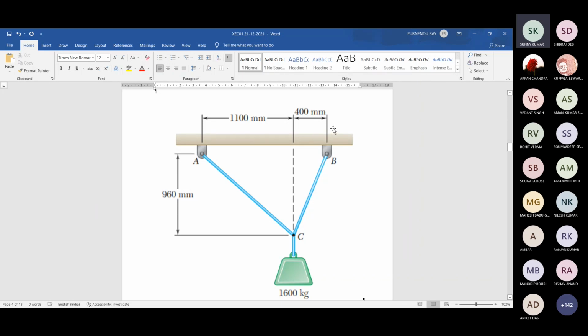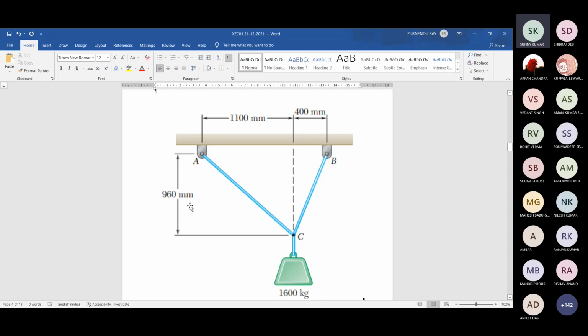The angle θ1 and angle θ2 are not given. From this vertical line passing through point C, towards the right at 400 millimeters distance, there is the support B. From the ceiling, a hook is fitted, and towards the left at 1100 millimeters, there is a hook hanging from the ceiling, and two ropes are fitted there, AC and BC. At point C, one block is hanging with its self weight, or its mass of 1600 kg. And how is it vertically located?